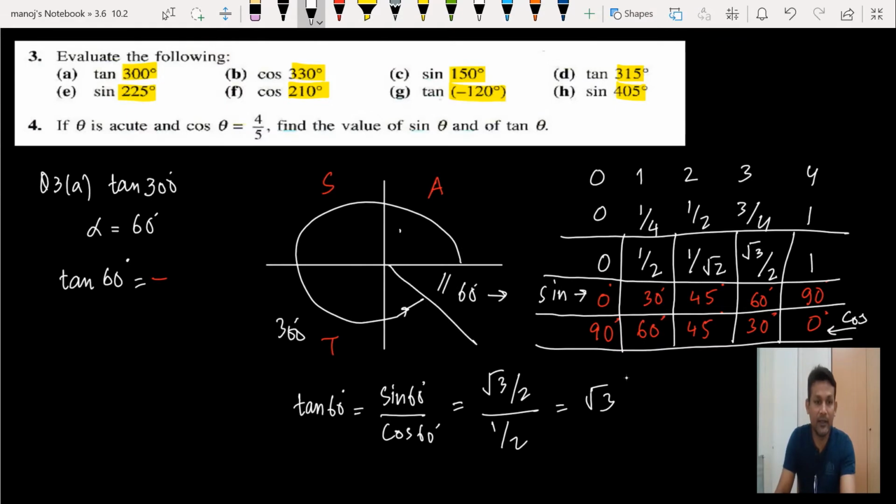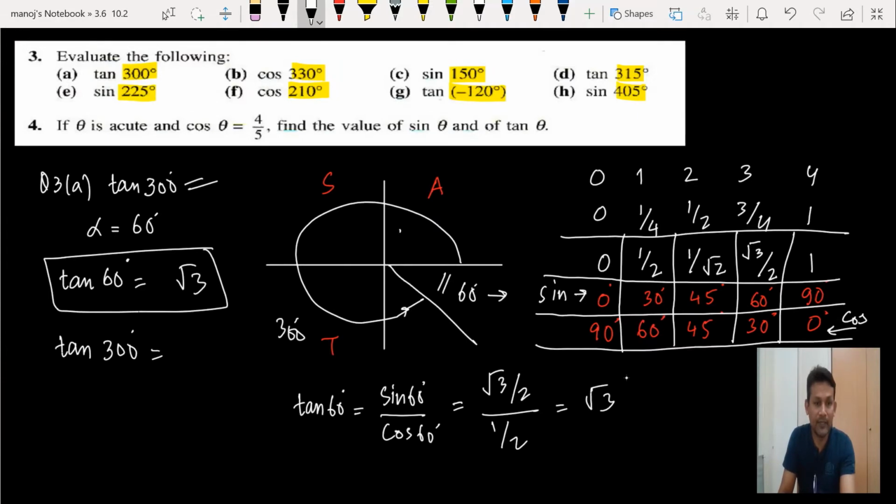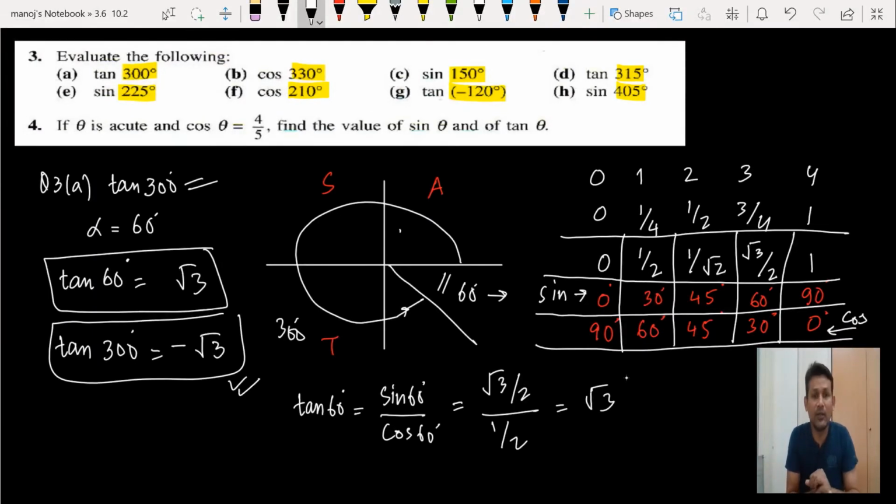So here the value of tan 60 is positive, but when we write tan 300 degrees, the value will be the same. But what you have to write is minus, because in the fourth quadrant tan is negative. This is the way, very simple, you can do the whole question.